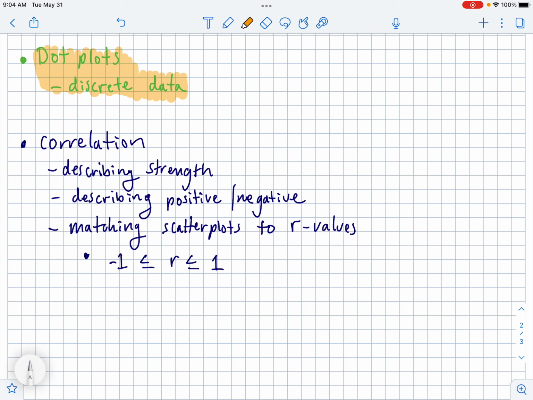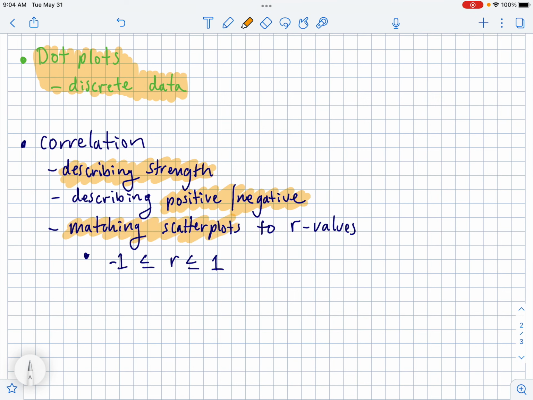The last thing we did was correlation. Correlation was with X's and Y's, and we learned how to describe the strength of correlation. Remember, the more clustered to a line it is, the stronger it is. But we also talked about whether it was going uphill or downhill. Uphill scatter plots have a positive correlation. Downhill scatter plots have a negative correlation.